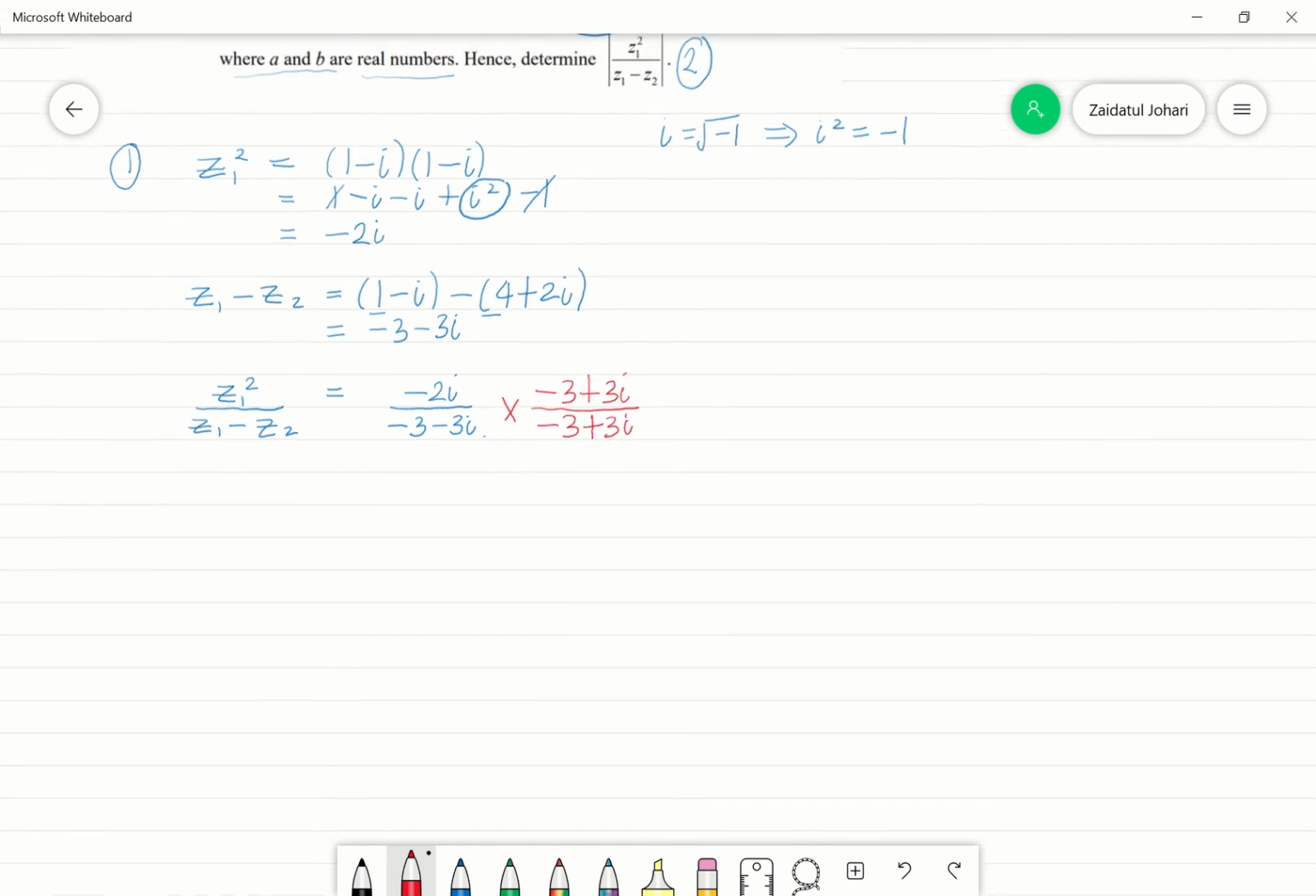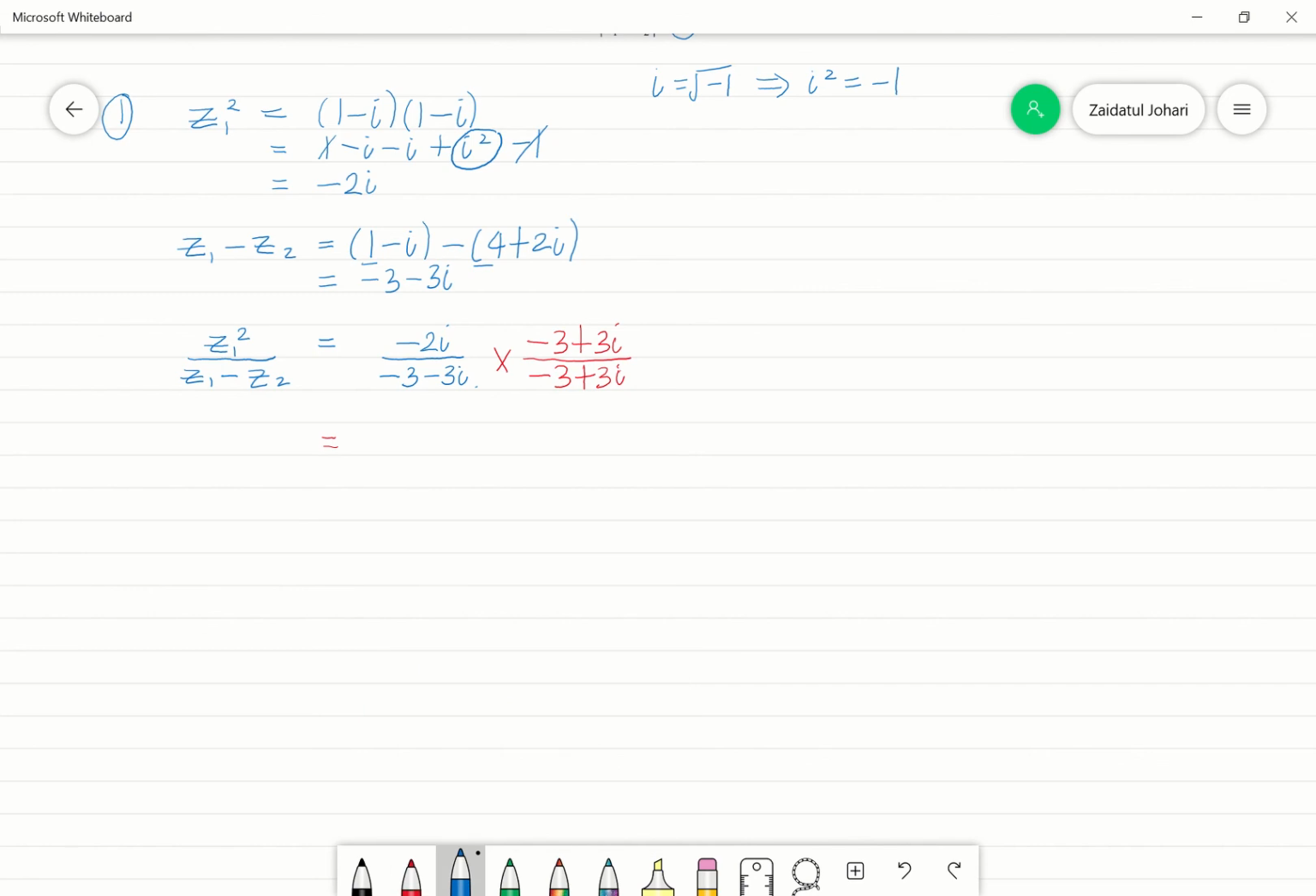Okay, and then next is all about algebraic manipulation, whereby we just expand. So we have negative 2i times negative 3 plus 3i, so we will have 6i minus 6i squared, divided by, okay, 9 minus 9i plus 9i minus 9i squared. Okay, and we can cancel this out, and again because we know that i squared is negative 1, we replace the i squared with negative 1, so we will have 6 plus 6i divided by 9 plus 9, and 9 plus 9 will give us 18. So 6 over 18 is 1 over 3 plus 1 over 3 i.